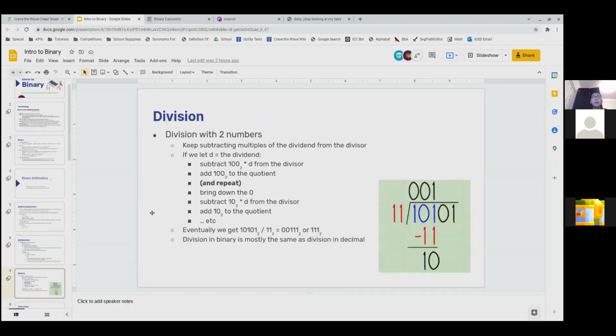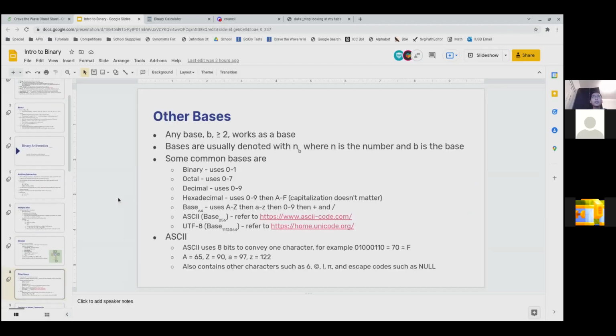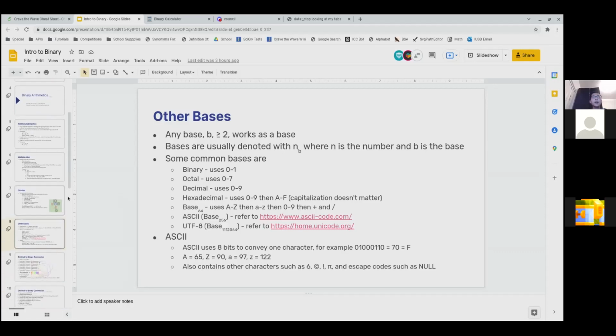And with division, it's basically the same thing. You keep subtracting multiples of 2 until you get 0. And other bases: any base works. Usually it has to be greater than 2. You can also have fractional bases and bases like pi, but they're very uncommon, and you'll probably not need to know about them. So these are some common bases. Decimal is the one that we use right now, and hexadecimal is also very useful. It's the representation of colors.